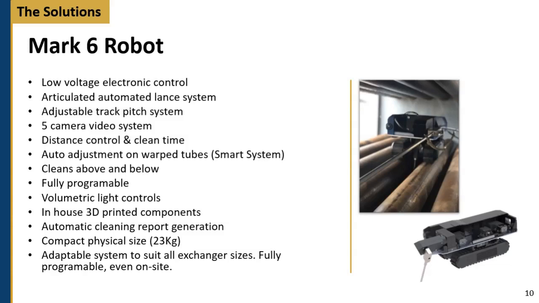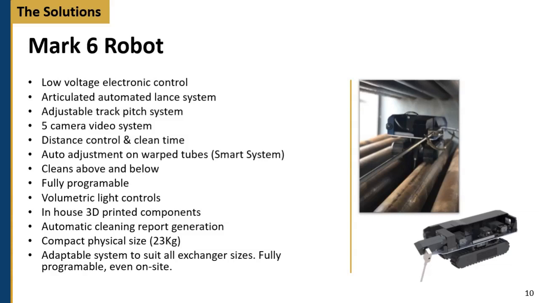Distance control and clean times. We can now control precisely how far the rover drives. This is useful when cleaning small sections of the furnace across all the rows. We also provide cleaning time data for flushing and lancing based on our three standard speeds. So this is a great time management tool now.